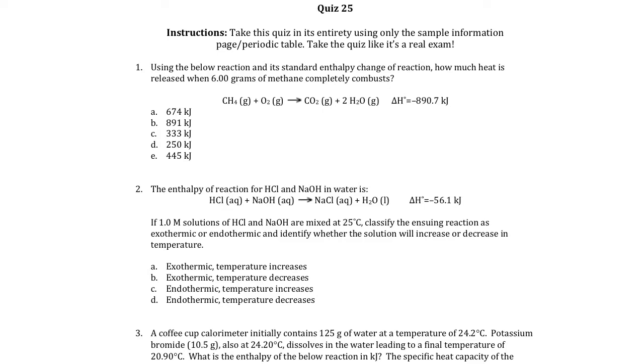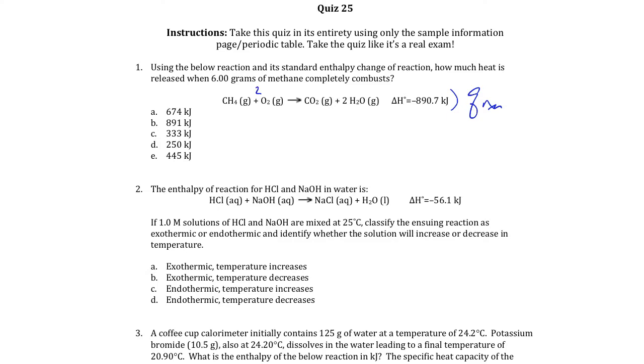Use the below reaction and its standard enthalpy change of reaction. How much heat is released when 6 grams of methane completely combusts? Okay, so this is the heat change, Q reaction. When 1 mole of methane reacts with O2, it's actually not balanced. You should have a 2 in front of the O2 to form CO2 and water.